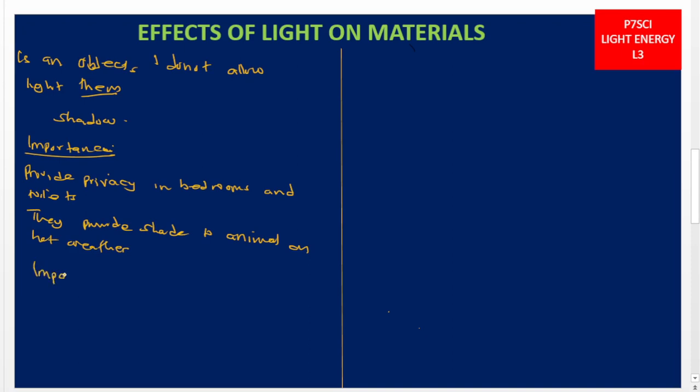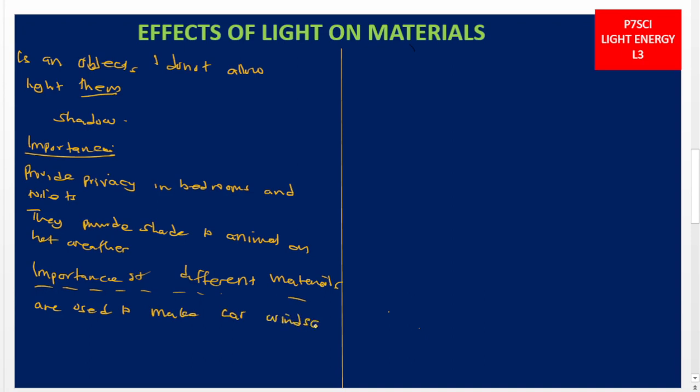Alright, now generally let us look at the importance of the different materials that we have discussed. One, transparent materials are used to make car windscreens. The windscreen is the screen in front, where the driver is.